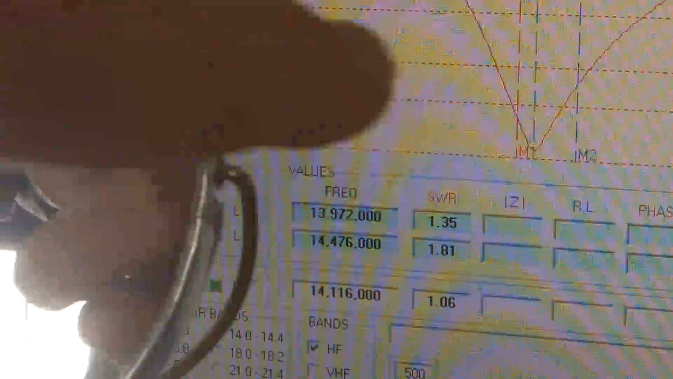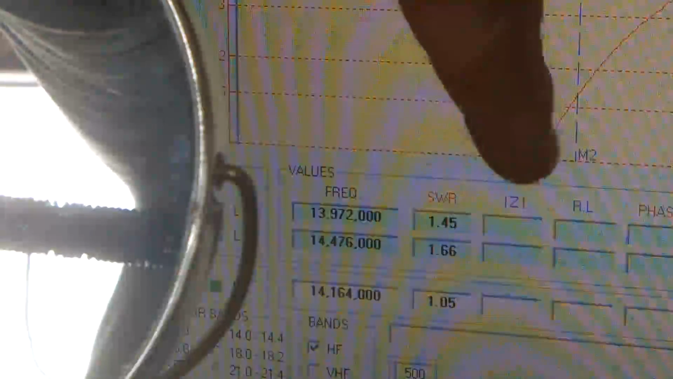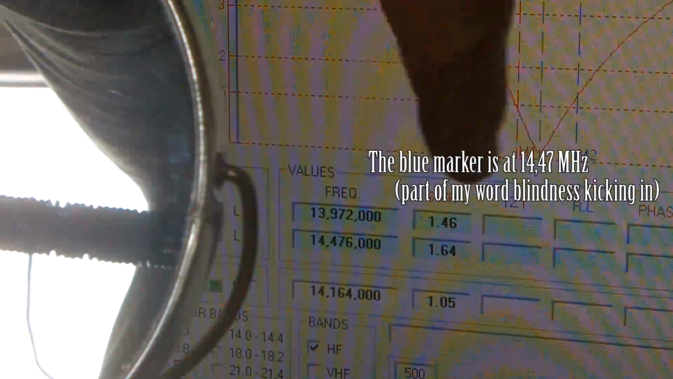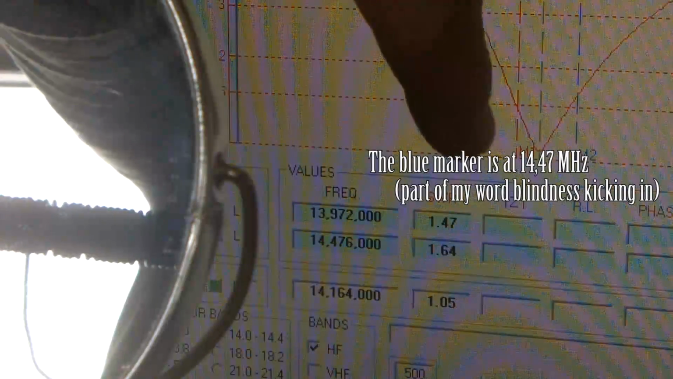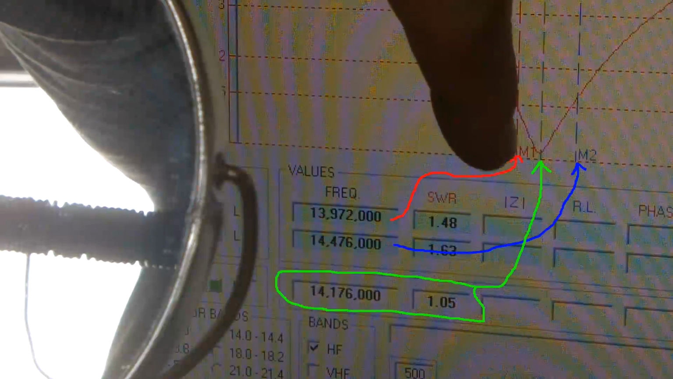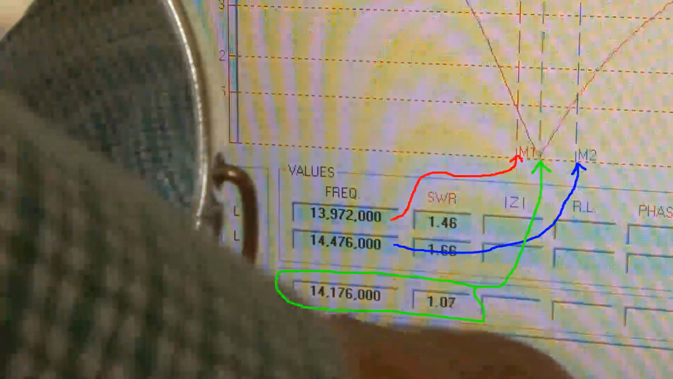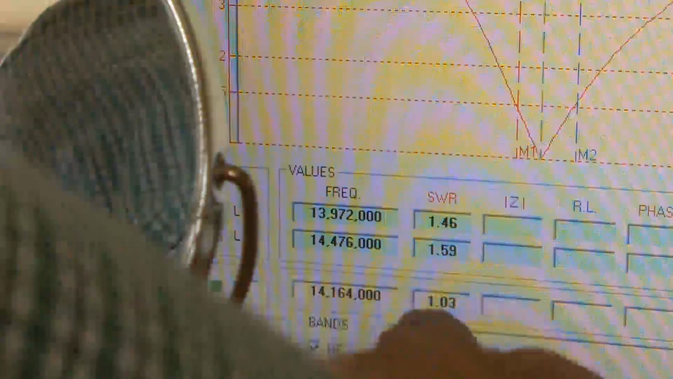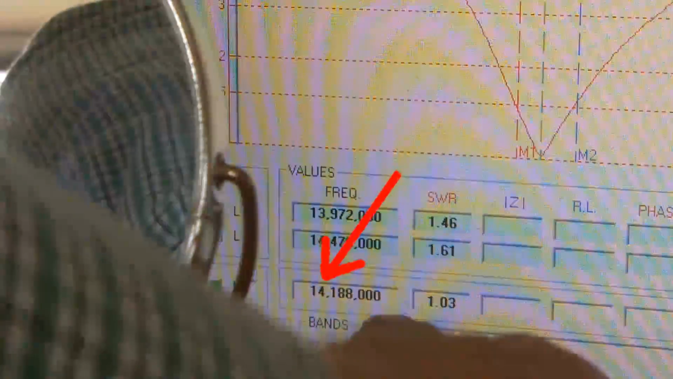Okay, I've got the computer set up. I've got a marker here. The red marker is at 3.9 meg, the blue marker is at 14.7 meg, and the green marker in the middle, and obviously the dip, is the SWR. And the SWR and its minimum frequency is shown down there.